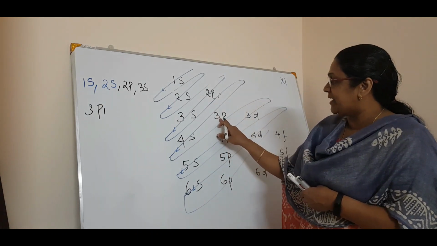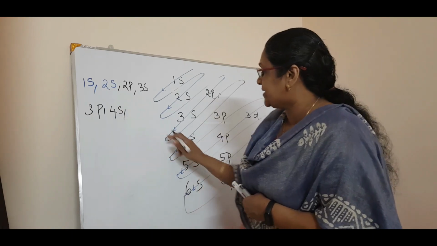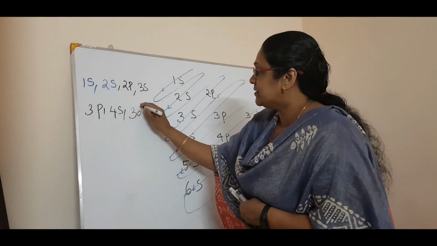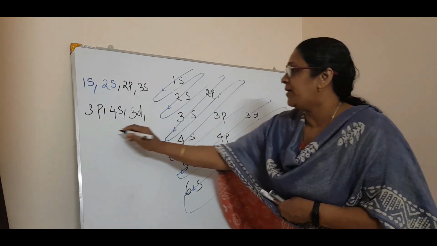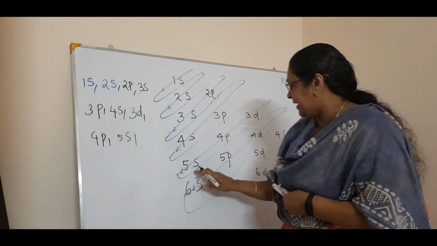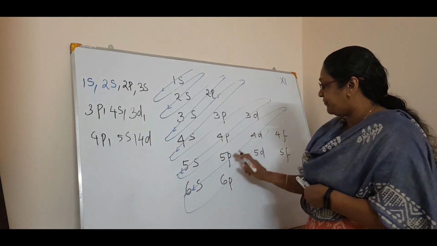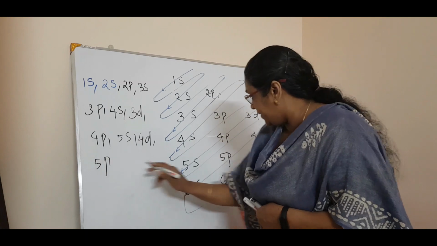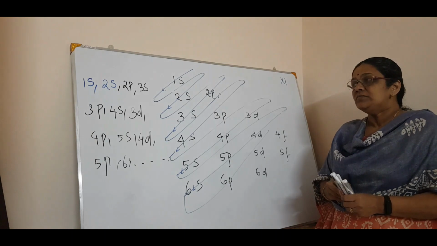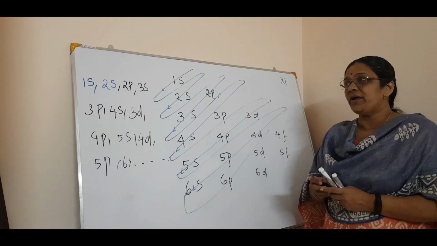Then after 3p, what is it? 4s. See? So again it is 4s. Then it goes on like this, and what is here? 3d. Then again 4p. Then 5s. Then again it goes on and forms 4d. Then 5p. Then 6s and so on. See? This is how you can make the increasing order of atomic orbitals.